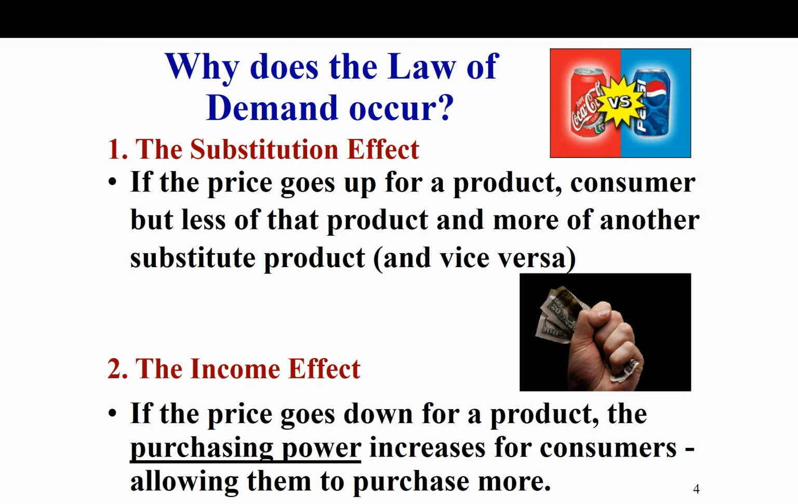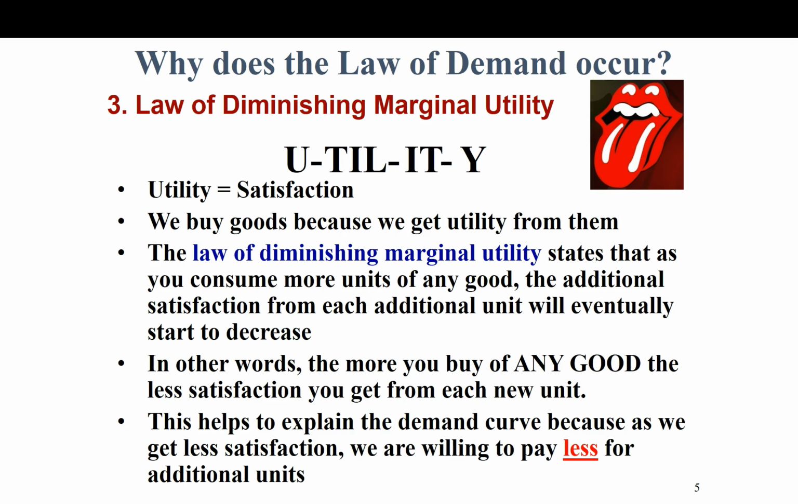The same can be said in reverse. If the price goes up for a product, the purchasing power decreases, and we're going to purchase less of it. That's just human nature. So that's, again, a partial explanation. The third explanation that may explain the law of demand or overlap with the other two in some way is called the law of diminishing marginal utility.